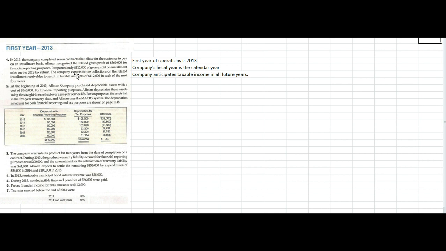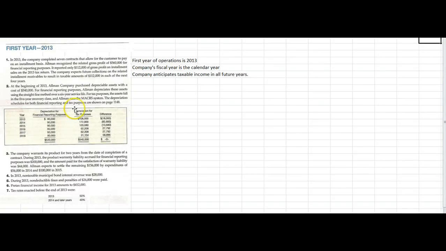That'll show up on our tax return. But the 4 future years where we get $112,000 of gross profit won't hit our tax return until those years. So we're deferring taxes on those. That's a deferred tax liability.